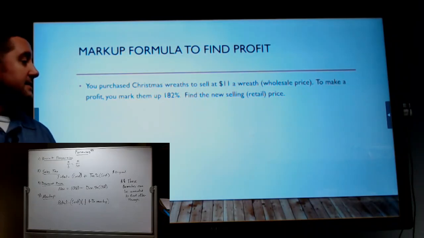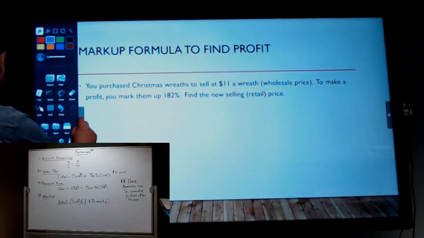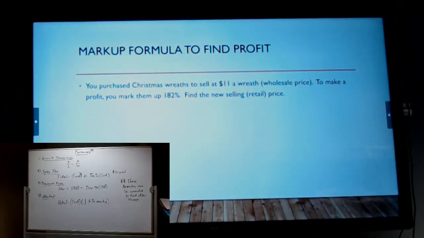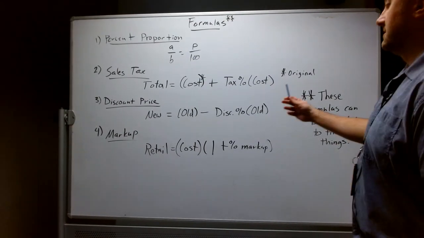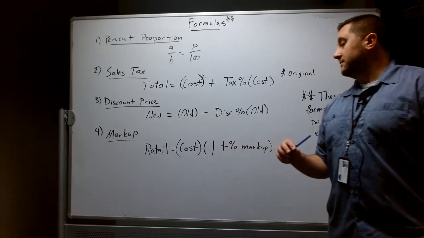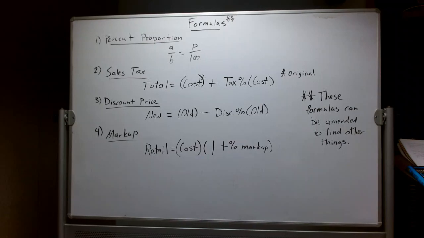All right. So first thing we need is the markup formula. Okay. So the markup formula, we've got down here at the bottom. Retail equals the cost times 1 plus the percent of the markup. I'm going to jot that down. Retail, of course, could be sale price. It could be list price. It's interchangeable. Rewrite it how best it suits you.